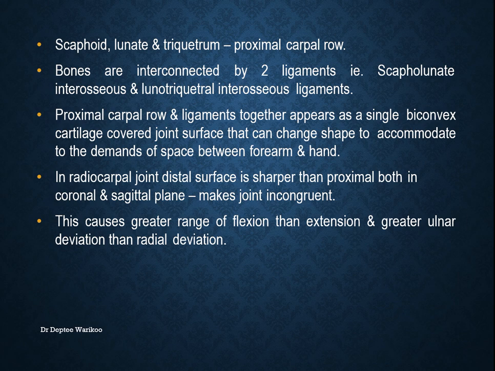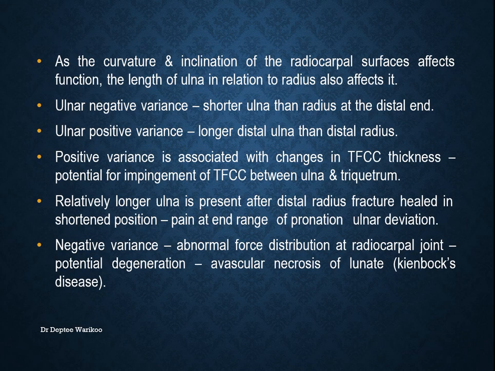In the radiocarpal joint, the distal surface is sharper than the proximal, both in the coronal as well as the sagittal plane. This makes the joint an incongruent joint. This causes greater range of flexion and extension and greater ulnar deviation than radial deviation. The joint incongruency and the angulation of the proximal joint surface result in greater range of flexion than extension and greater ulnar deviation than radial deviation, particularly for the radiocarpal joint.